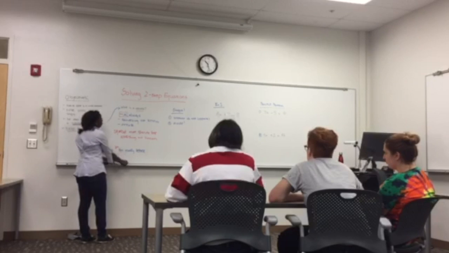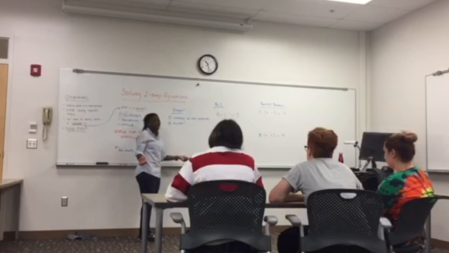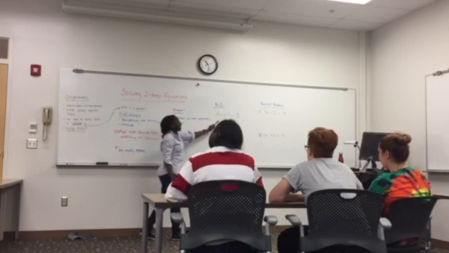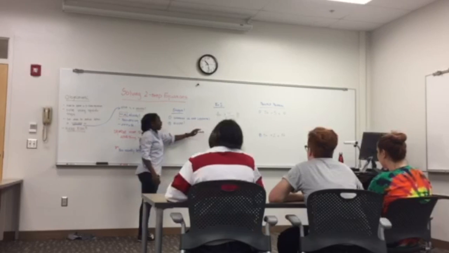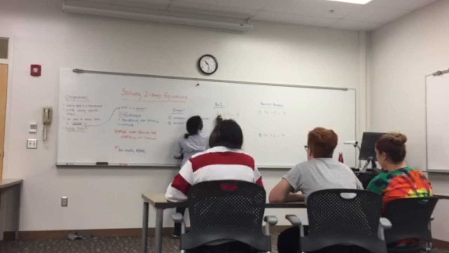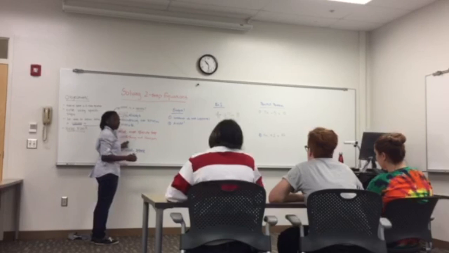So, in order to solve a two-step equation, there are two steps to it. The first one is to either add or subtract depending on the operation that the equation gives you, and then you're going to divide by the coefficient in front of the X, and that should give you X, which is the unknown value that we want to find.